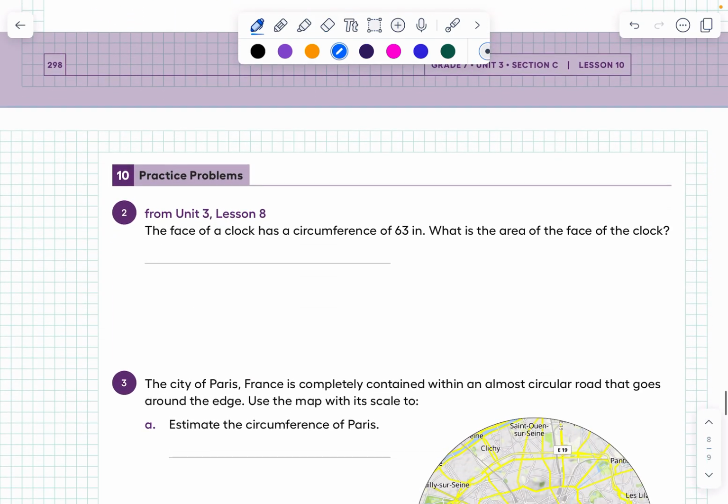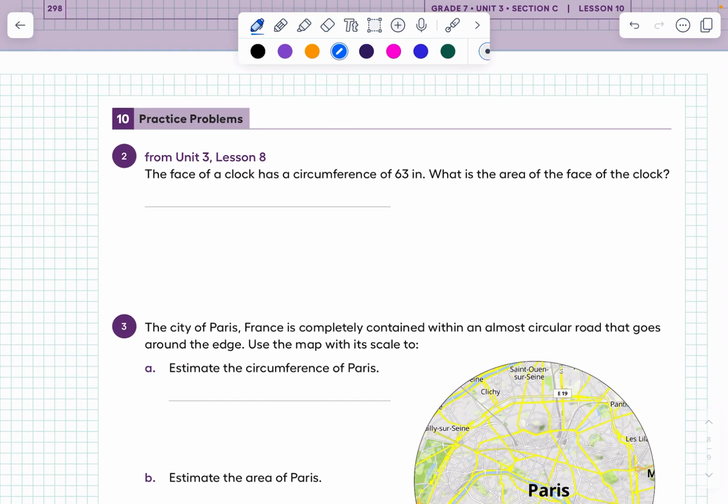Okay, number 2, it says the face of a clock has a circumference of 63 inches. What is the area of the face of the clock? All right, so let's read that again. It has a circumference of 63, and what we want to know is the area. This is what we're trying to look for. Okay, so let's draw out what we have. We got a clock, and it says that the circumference is 63.